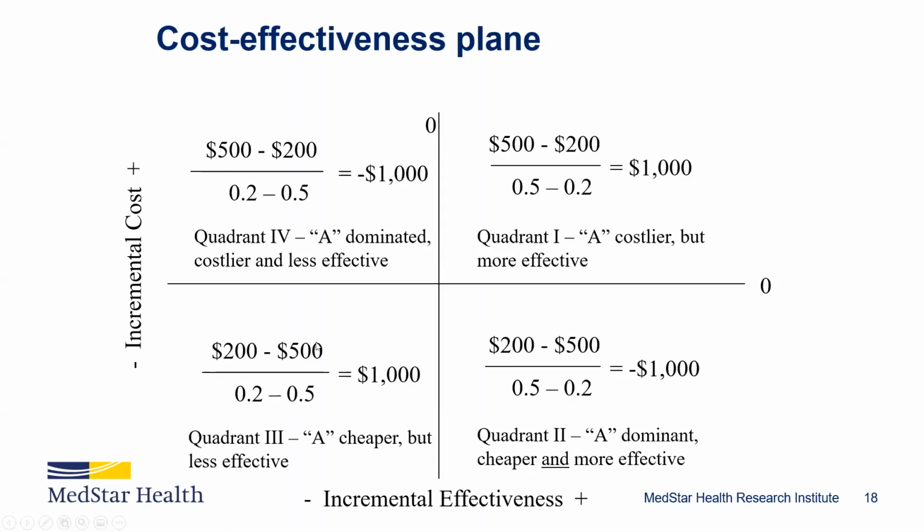And then with quadrants 3 and 4, we can see how this turns out computationally, where in quadrant 4, we have a more expensive treatment, but it's also less effective. So you can see that there are different interpretations of the cost effectiveness ratio depending on what quadrant our bootstrap replicates fall into.